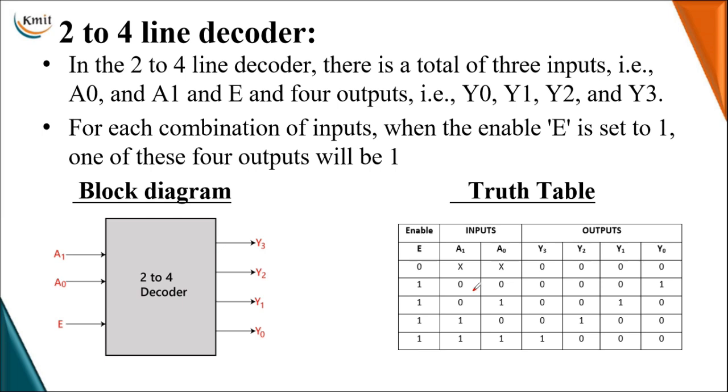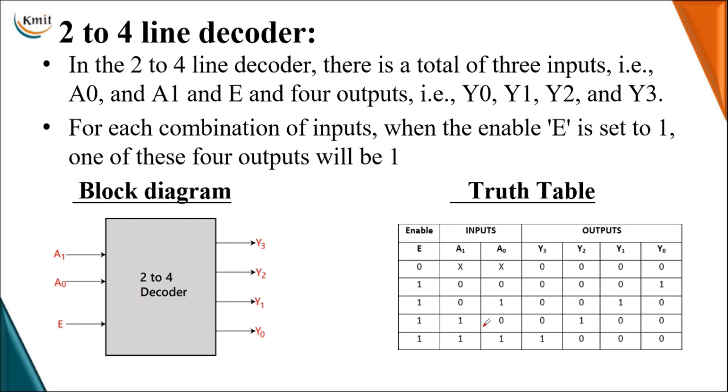As here we substituted 0 on your A1 and A0, so these variables in the product term are represented with complement. Hence Y0 is equal to a product term of the E input, which is the enable input, and the inputs of your decoder, A1 bar into A0 bar. Y1 is equal to E into A1 bar into A0.